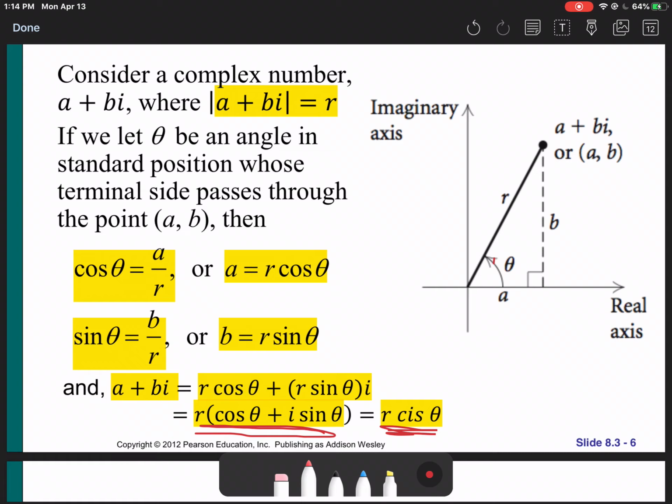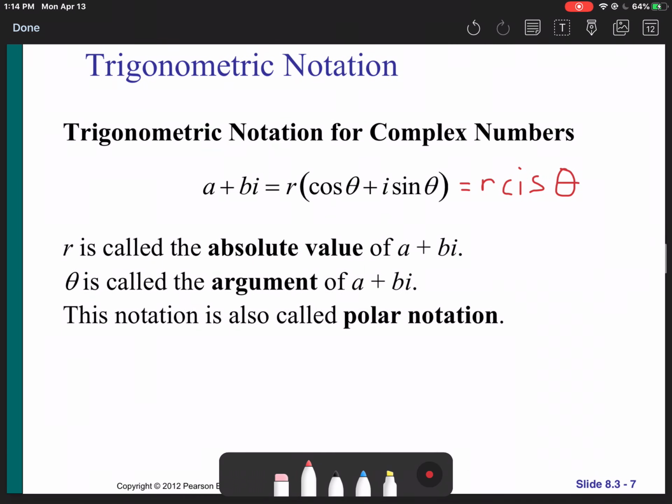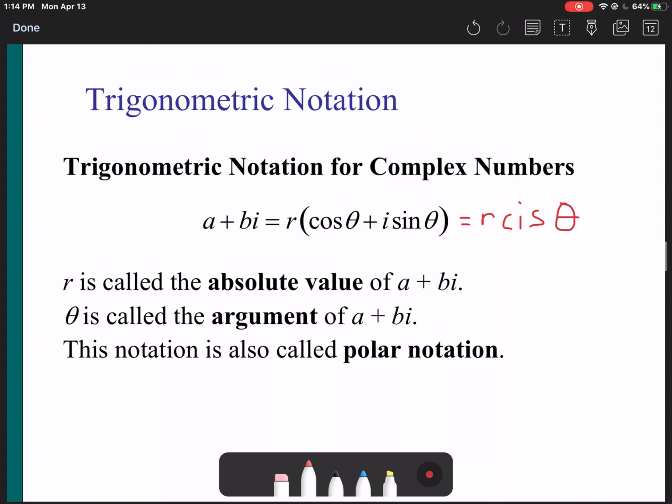But again, on MyMathLab, you're going to have to do it this way. You're going to have to actually write it out with the cosine theta plus i sine theta. Okay? But I'm going to use the r cis theta to make things a little bit simpler and quicker for us. So then this trig notation for complex numbers. Right?